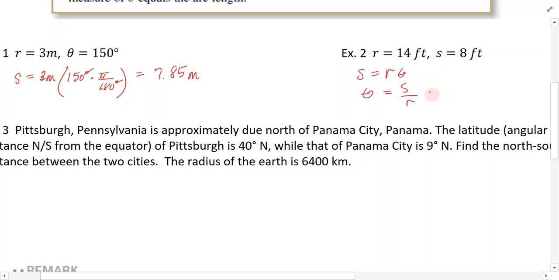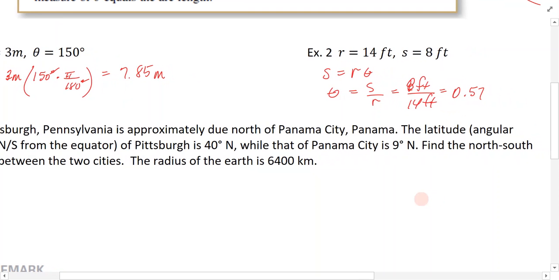So if I put 8 feet in the numerator divided by the 14 feet in the denominator, I am going to just leave this as a decimal. Well, I found my feet units canceled, didn't they? But I'm talking about theta. I haven't done any conversions to get this thing out of radians and into degrees. So by default, the formula is going to give me theta in radians, unless I do something special to put it back into degrees.